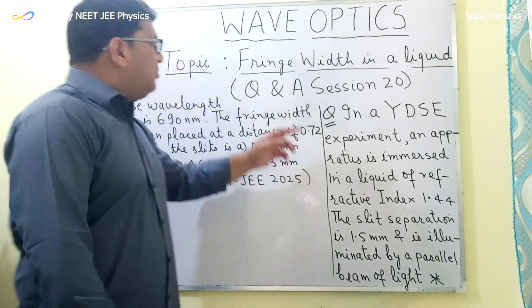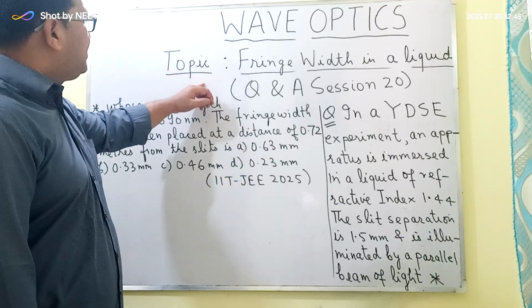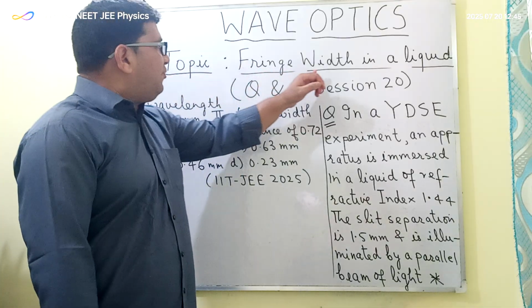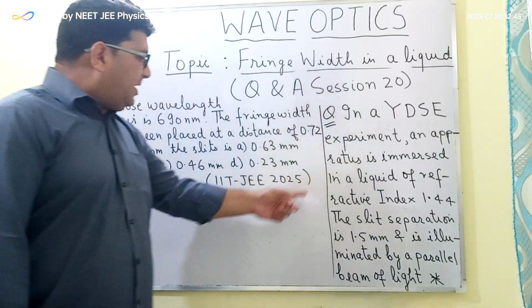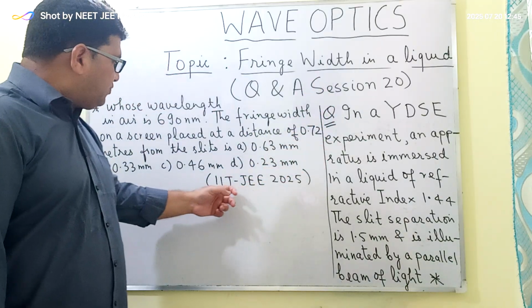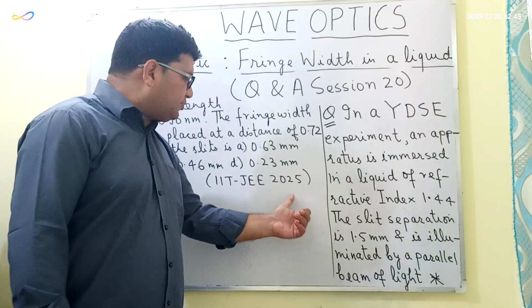Good morning and welcome to the Q&A session 20 from the chapter of wave optics. The topic is the calculation of fringe width in a liquid. Based on this topic, I have one question for this session which was asked in the IIT JEE Main examination in the year 2025.